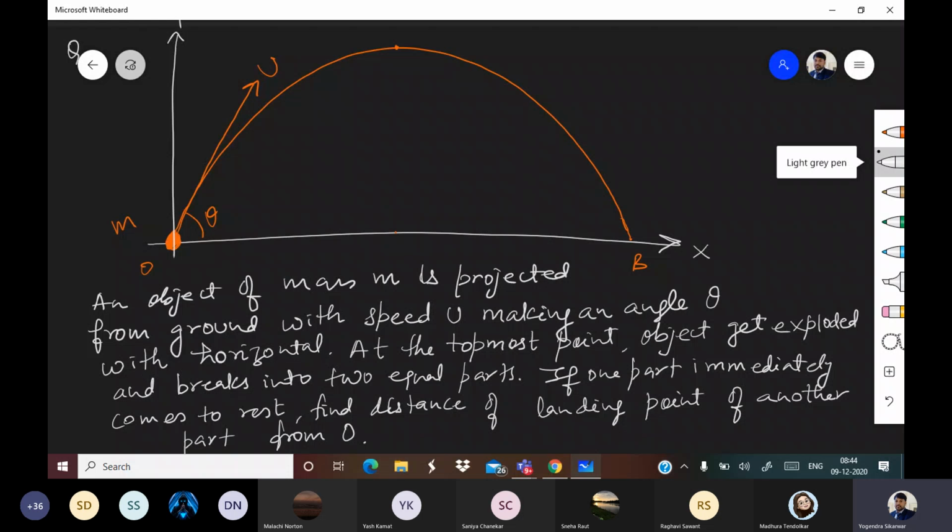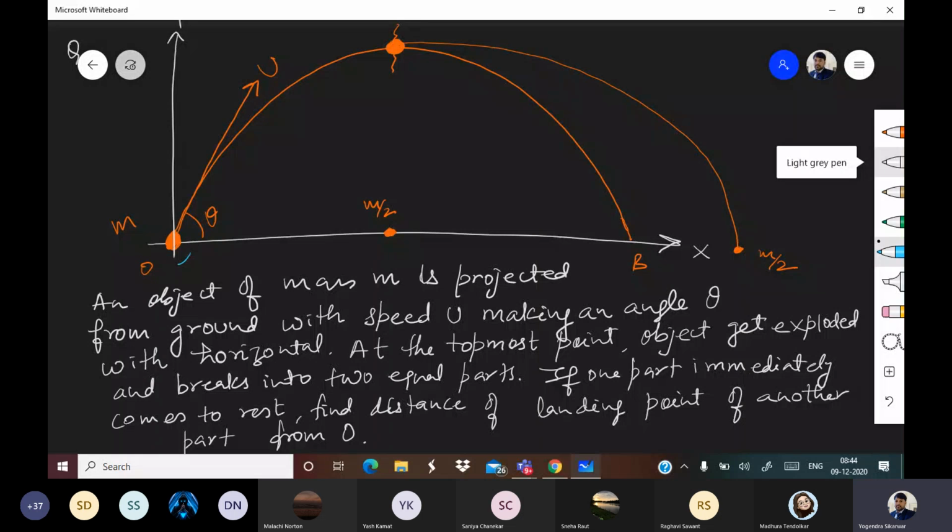Okay, everyone, please pay attention. What is happening? While the explosion is going to happen at the topmost point, it will explode like this. One part m by 2 will be falling somewhere here, and another part m by 2 will go somewhere far away. So this will be the landing point of the other part. Let's say that distance is x.